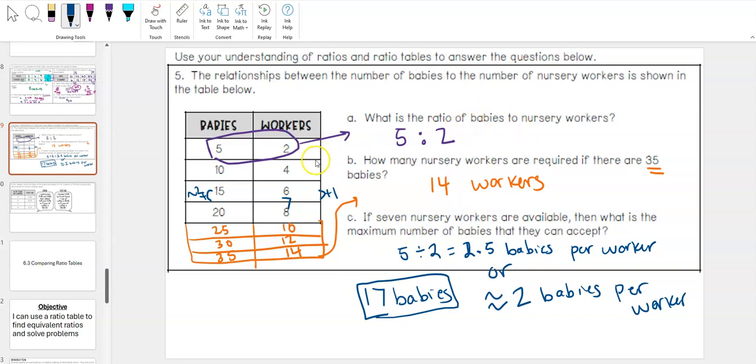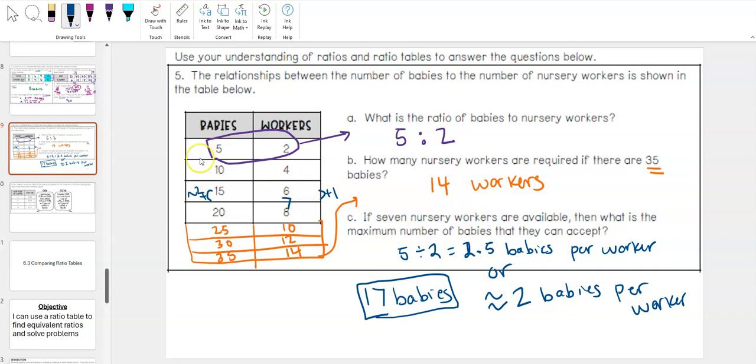Okay, so our first answer we found in our table, the ratio of babies to nursery workers is 5:2. The second answer we found by extending our table until we got to 35 babies, and we get 14 workers. And then the third answer was a little bit tricky because if we had 7 nursery workers, we would be between 6 and 8. So I needed to add just one more worker in order to figure out how many babies to get to 7.